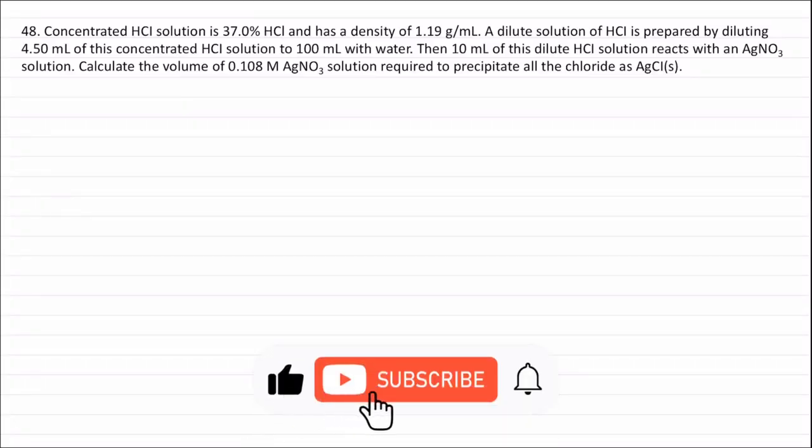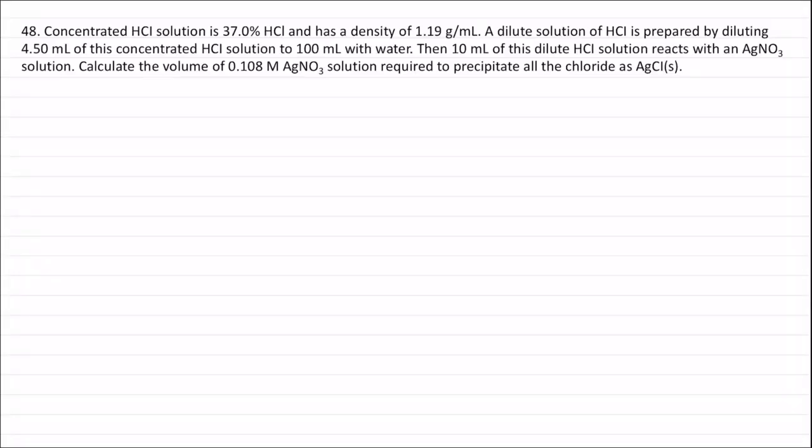Question 48. Concentrated HCl solution is 37% HCl and has density of 1.19 gram per milliliter. A dilute solution of HCl is prepared by diluting 4.50 milliliter of this concentrated HCl solution to 100 milliliter with water. Then 10 ml of this dilute HCl solution reacts with an AgNO3 solution. Calculate the volume of 0.108 M AgNO3 solution required to precipitate all the chloride as AgCl solid.